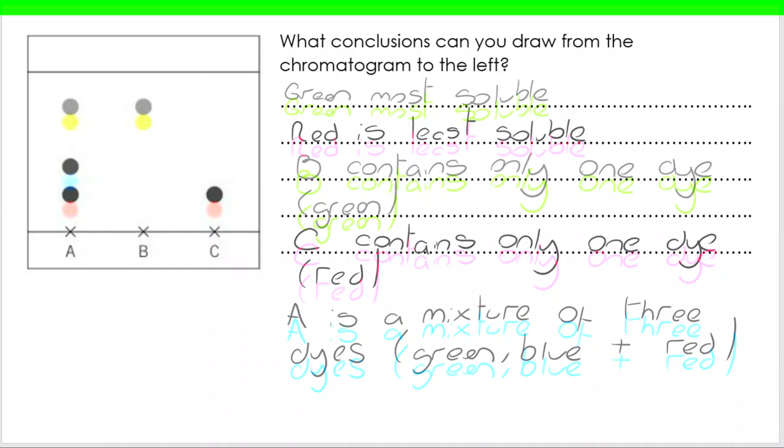There are lots of chromatography past paper questions out there. It's good to go and have a look at those to see what sort of questions can be asked that will rely on the knowledge that we've built on in here.